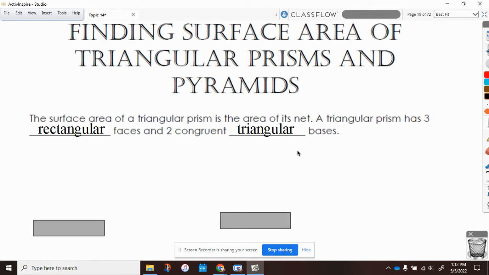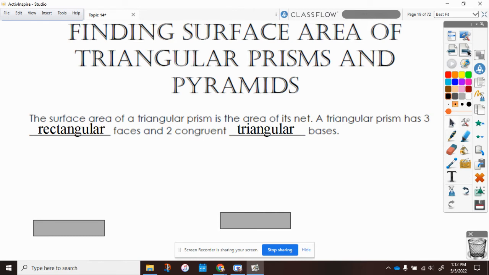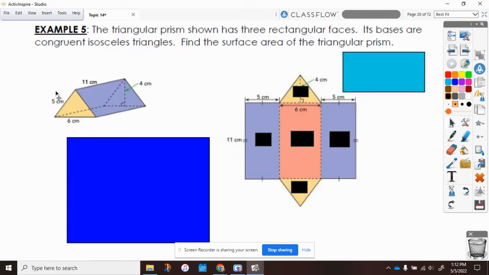Okay? You could have a triangular prism. You could have a hexagonal prism. You could find on one of your assignment problems is going to be a trapezoidal prism. Okay, if you're going to find the surface area, you have to find the area of both bases and then find the area of all of the rectangle faces that connect them together. Okay, look at this example right here.